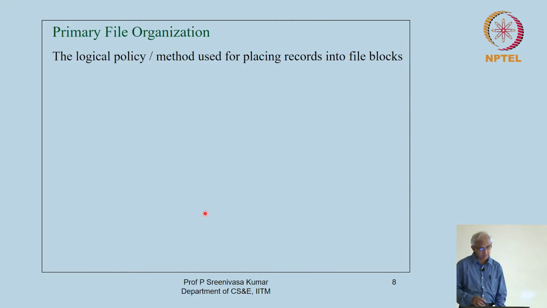Okay, so that brings us to what we call primary file organization. The primary file organization is basically some kind of a logical policy, a method that we use for placing records into file blocks. What is the method?